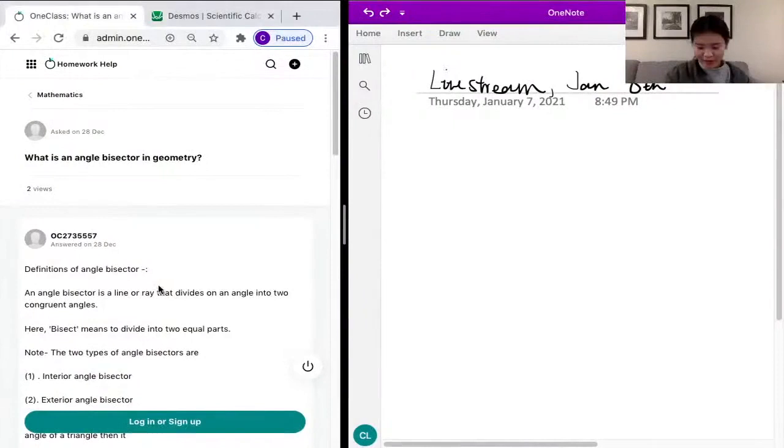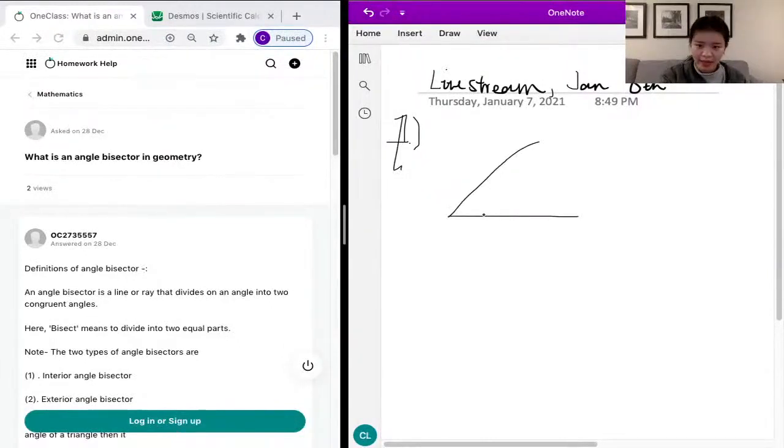Okay, so our first question today is asking us what an angle bisector is in geometry. An angle bisector in geometry is a line or a line segment that divides an angle in half.